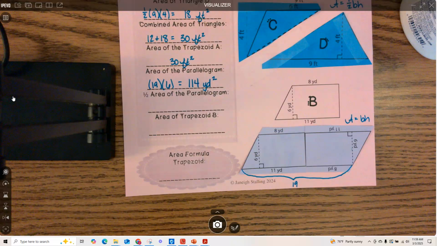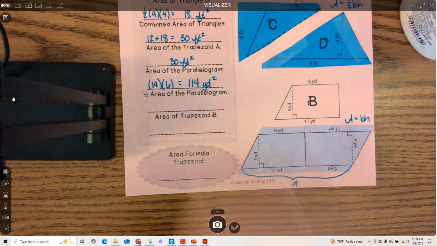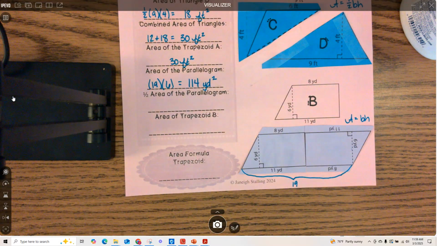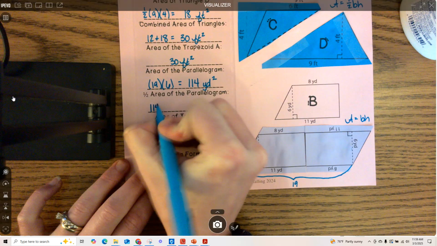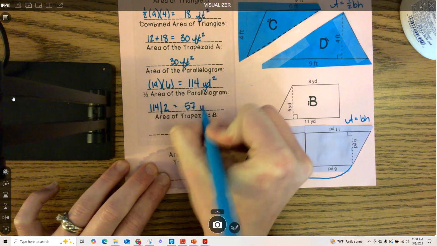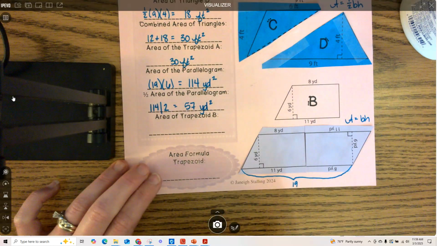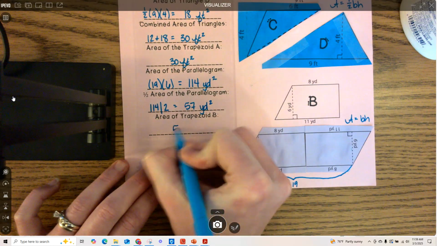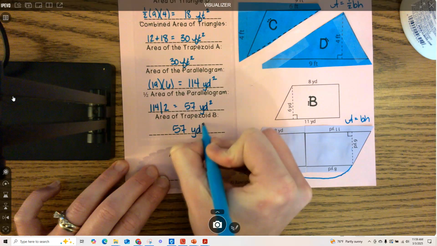So, found the area of the parallelogram. How could I use that area to find the area of just the trapezoid? How many of the trapezoids did I use to make the parallelogram? 2. So if the area of 2 of the trapezoids is 114, how would I find the area of 1 of the trapezoids? Divide it by 2. And that would give me 57 yards squared. So the area of just that single trapezoid, trapezoid B, is 57 yards squared.